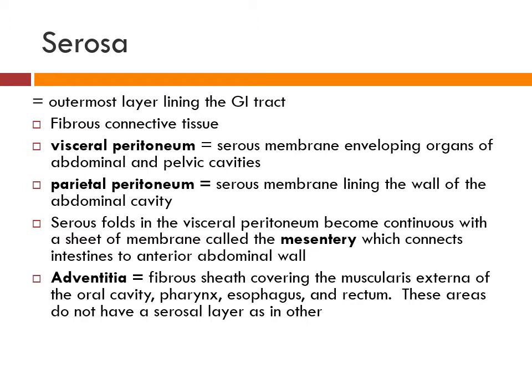The adventitia is a fibrous sheath covering the muscularis externa within just the oral cavity, the pharynx, the esophagus, and the rectum. So these layers do not have a serosa. They are retroperitoneal, so they're not covered by the peritoneal membrane. And instead of the peritoneal membrane, they have what's called an adventitia. That's just a fibrous connective tissue sheath.